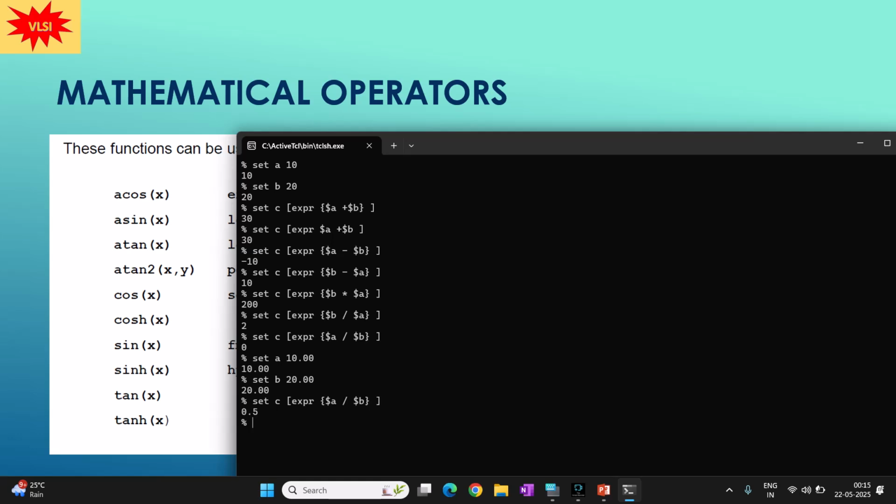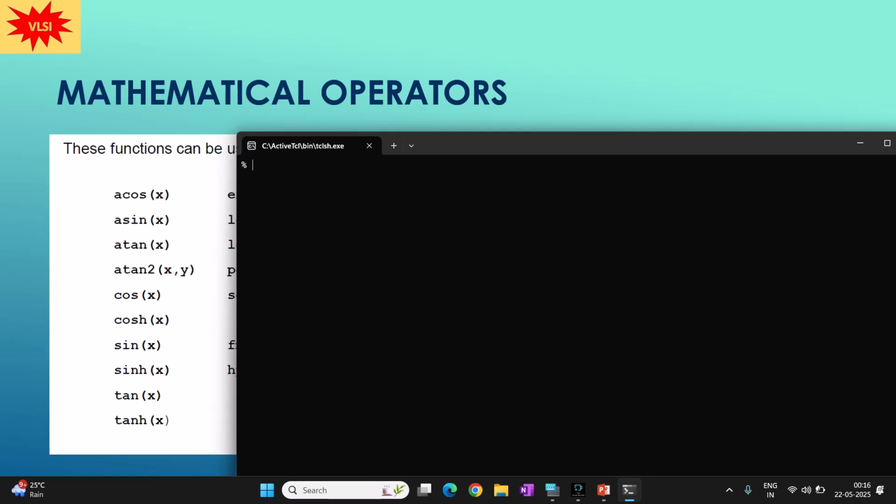Now, you see, we have gotten the right answer. So we have to make sure that whatever format we define, TCL will give you the answer in the same format. So we need to be careful while defining our values.